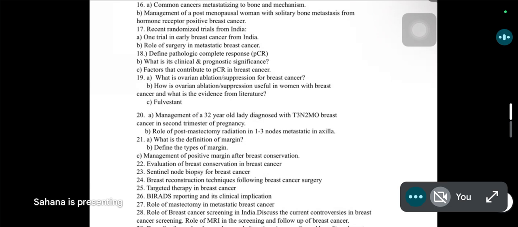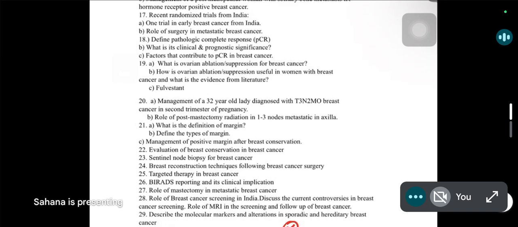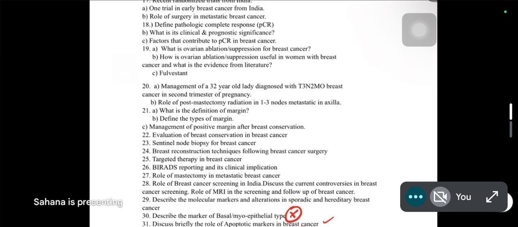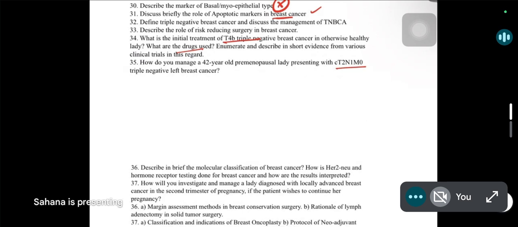Then this marker of basal myoepithelial I have not included. Apoptotic markers anyway, but not specifically in breast, I have not included. TNBC is there. Then case-based managements are there. So then molecular classification, yes. Locally advanced, yes. Breast conservation, oncoplasty is there. Stage 3, implant-based in oncoplasty only it will come. Bone dosimetry I have not included.